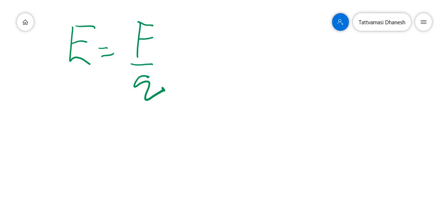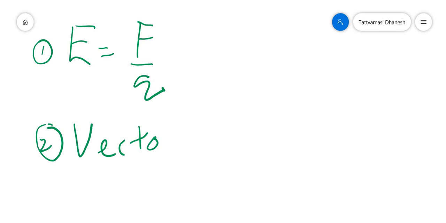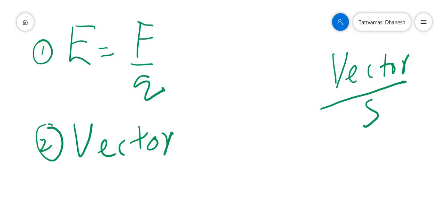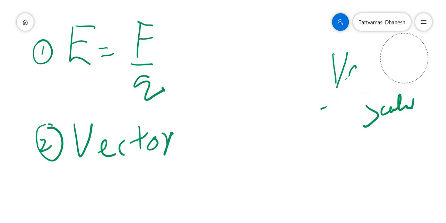Intensity of electric field is a vector quantity. This is the first point you need to understand. You need not memorize this, because from the formula you can understand force is a vector, charge is a scalar. So vector by scalar is a vector only. When you divide a vector by a scalar, you will get a vector. So in the same way, intensity of electric field is also a vector quantity.